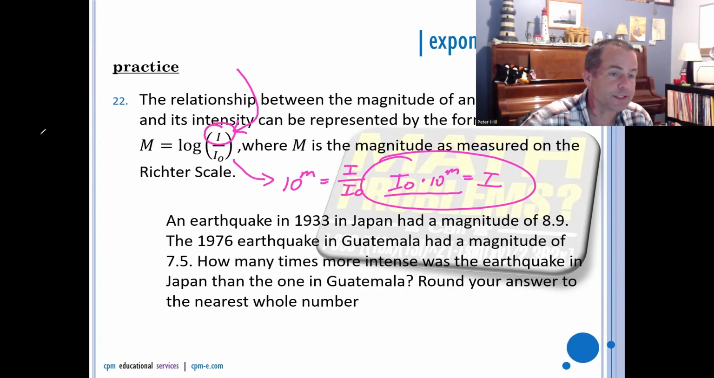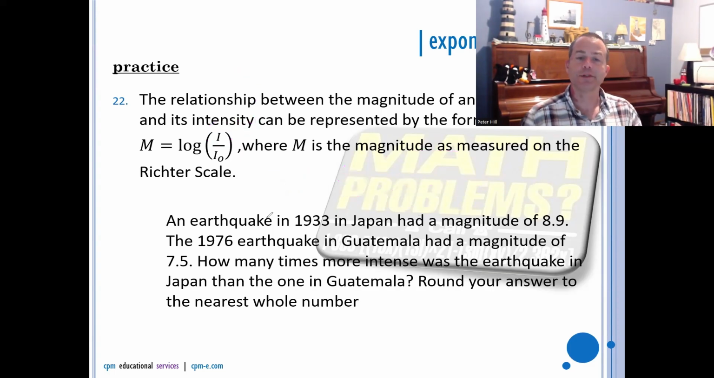Okay, so let's read this question and see if we can do a similar process. An earthquake in 1933 in Japan had a magnitude of 8.9. So that's my M value of that formula. The 1976 earthquake in Guatemala had a magnitude of 7.5. How many times more intense was the earthquake in Japan than the one in Guatemala? Round your answer to the nearest whole number.